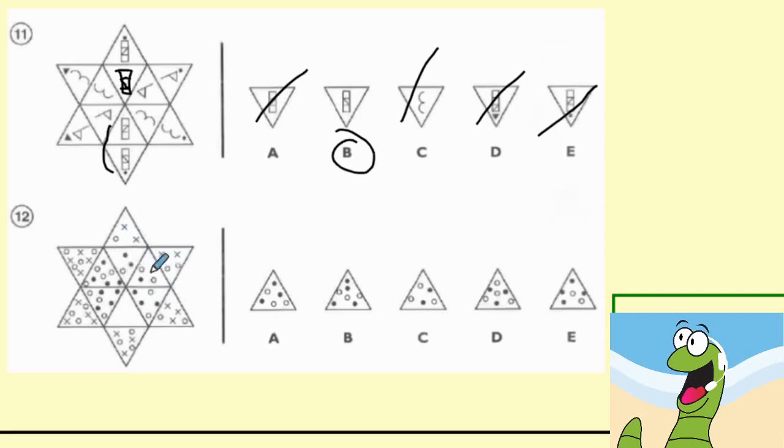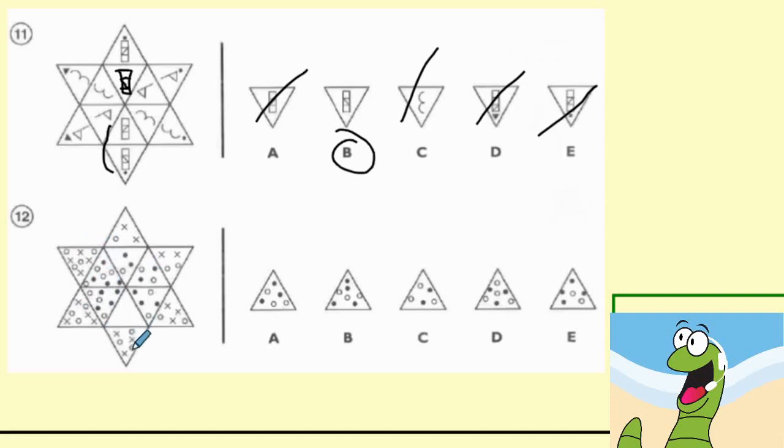Let's have a look at the relationship between the two there. 2 circles, 2 circles. Let's just check our theory. 1, 2, 3 circles, 1, 2, 3 circles. 1, 2, 3, 4 circles, 1, 2, 3, 4 circles. So there's a relationship in the number of circles between the outside triangle and the inside triangle.